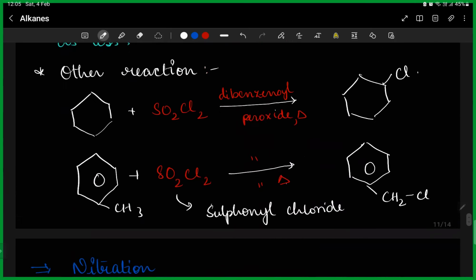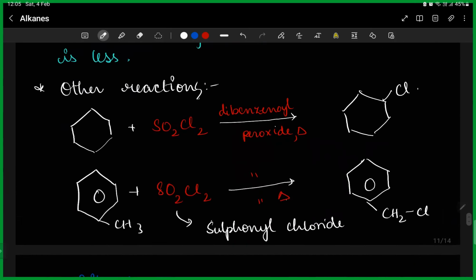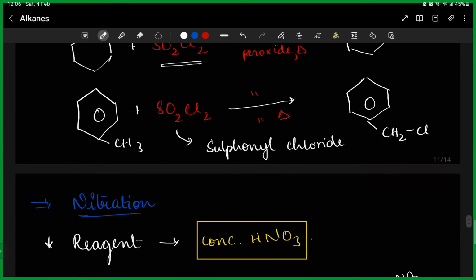Okay. So there are some other reactions. When you take cyclohexane and react it with SO2Cl2, there is also a form of halogenation. So chlorine is going to attack. What is the reagent here? Dibenzoyl peroxide with heat. And similarly, we can see here this chlorine is going to attack the CH3 here. You can see the reaction.